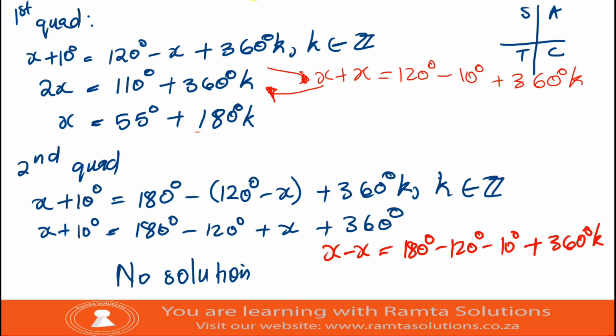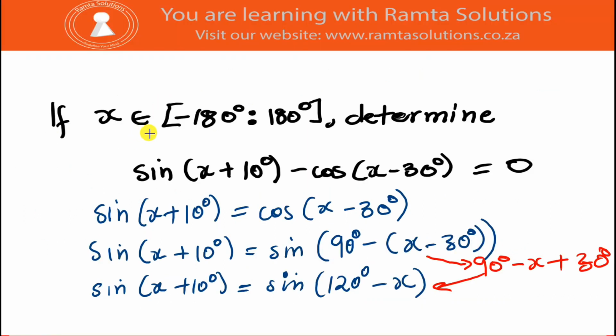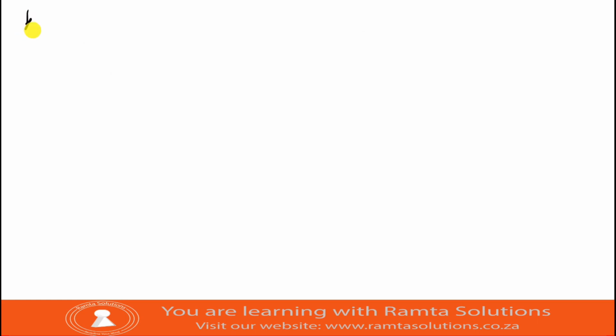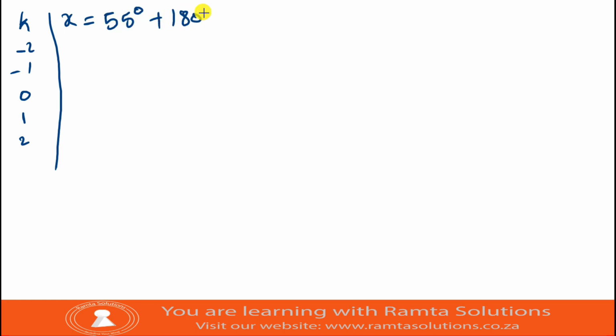Now, remember, the question should say determine the values of x for this. So let's look for them. Remember we said k is an element of the integers, so let me show you what we mean. If this is k, let's say k is minus 2, minus 1, 0, 1, 2, and then x equals 55 degrees plus 180 degrees k.